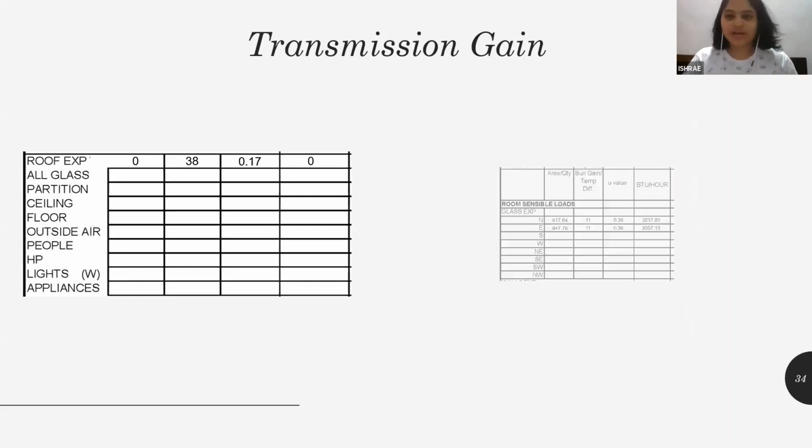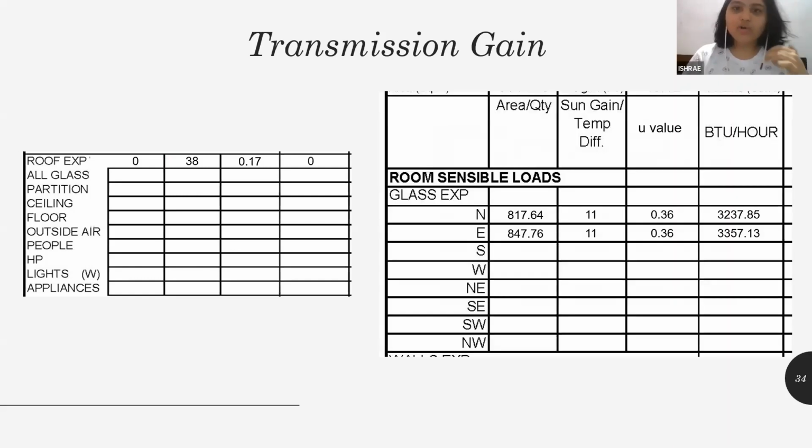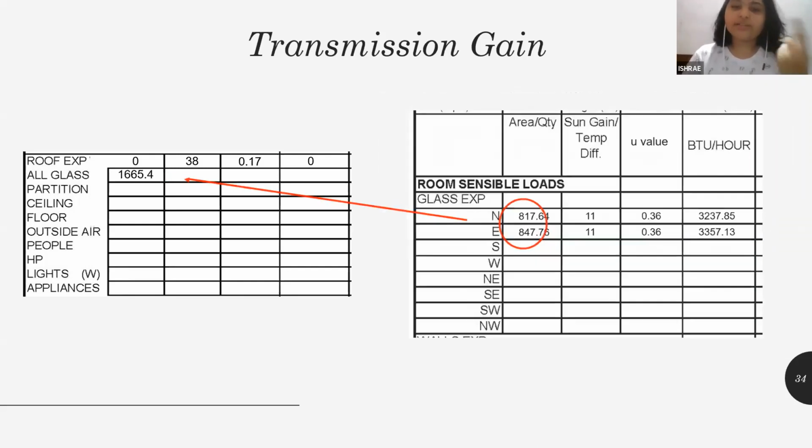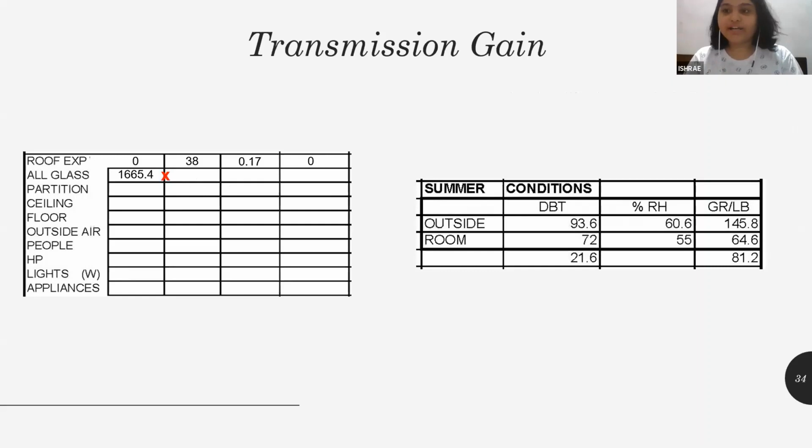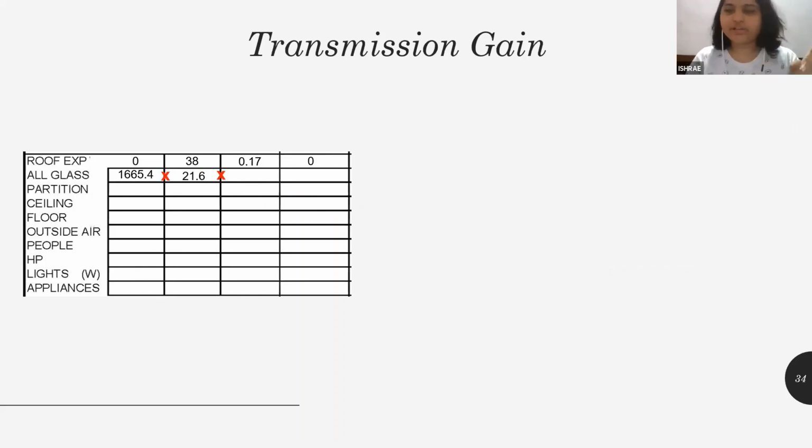Then we are going to do glass. When you are talking about all glass, what you need to do is add all the glass areas that you had previously done during your solar heat gain through glass calculation. So I have added both the glass areas on the north side and the east side. The total has been added here. Then I'm going to multiply it with delta T, that is my difference in temperature. That is the formula to calculate the all glass value.